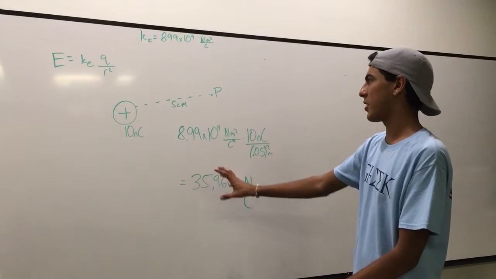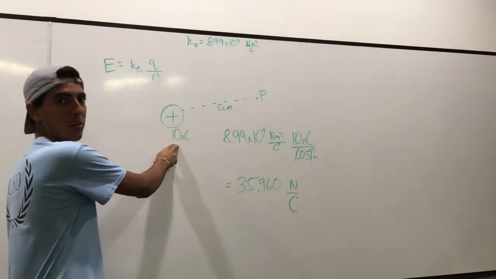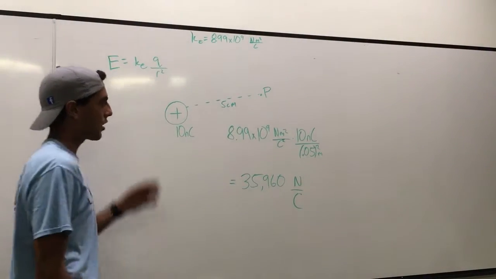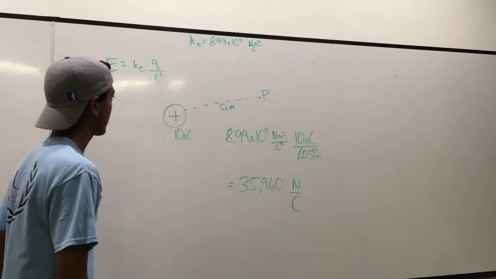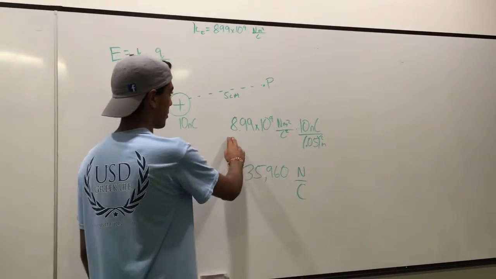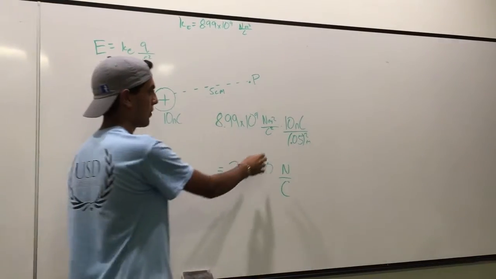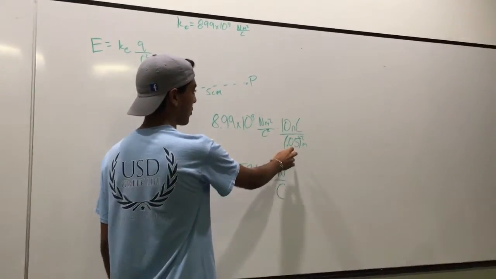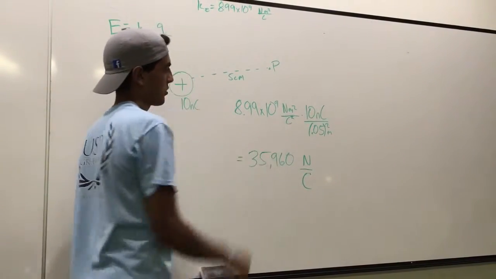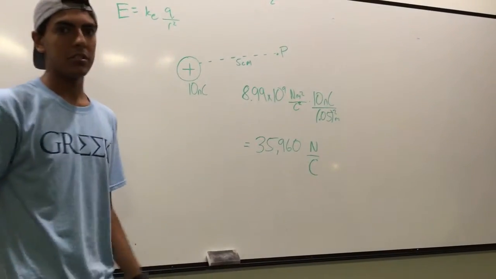So basically, to set up an example problem, we have a point charge with a 10 nanocoulomb charge, and at a distance of 5 centimeters, we want to know the electric field at point P. We have our equation for electric field, Ke Q over R squared, and we set it up with Ke, which has units of Newton meters squared over coulomb squared, times 10 nanocoulombs over, we have to change the centimeters into meters before we do the equation, so 0.05 meters squared, which gives us 35,916 newtons per coulomb.